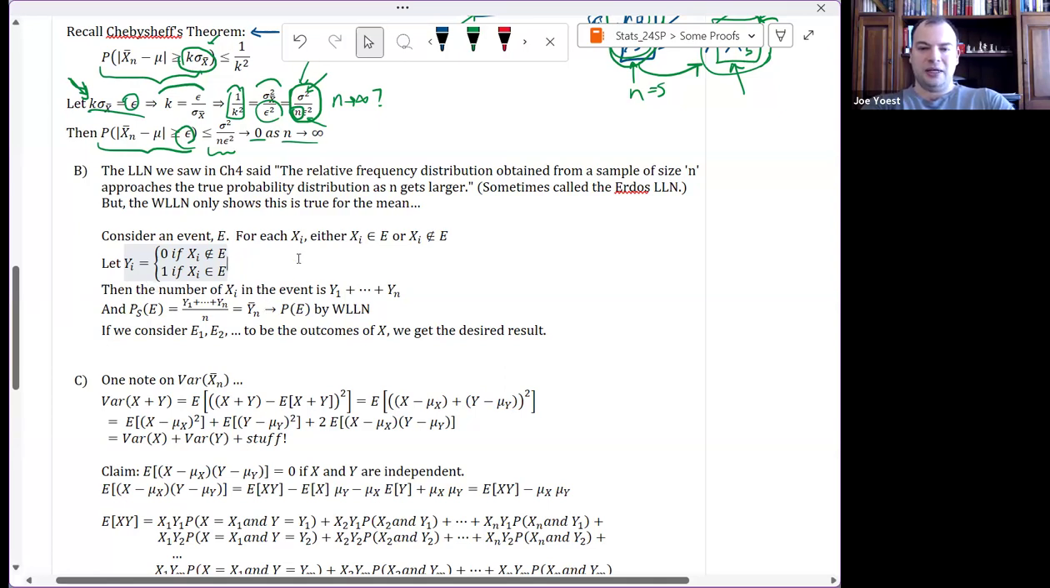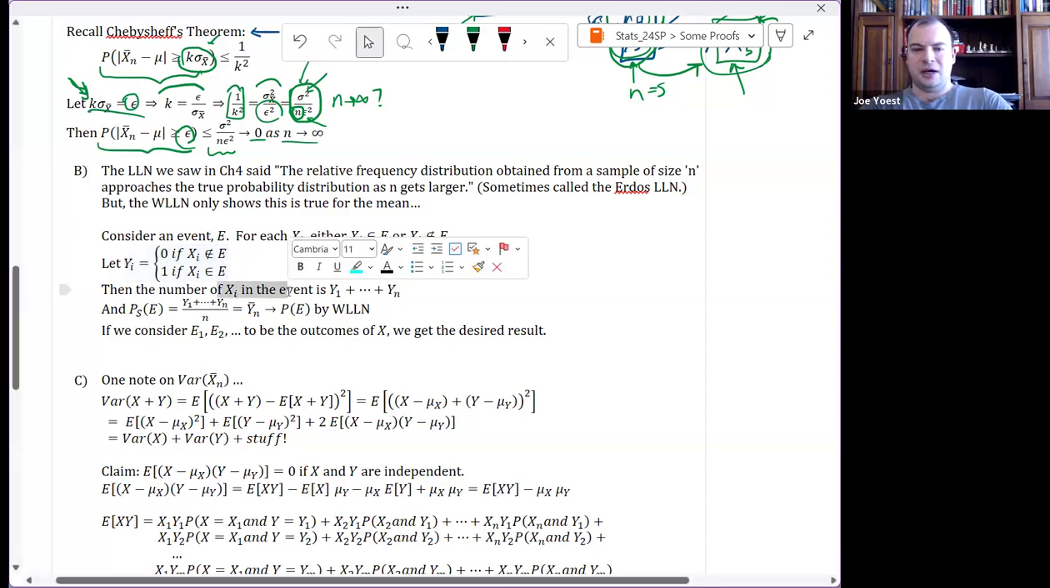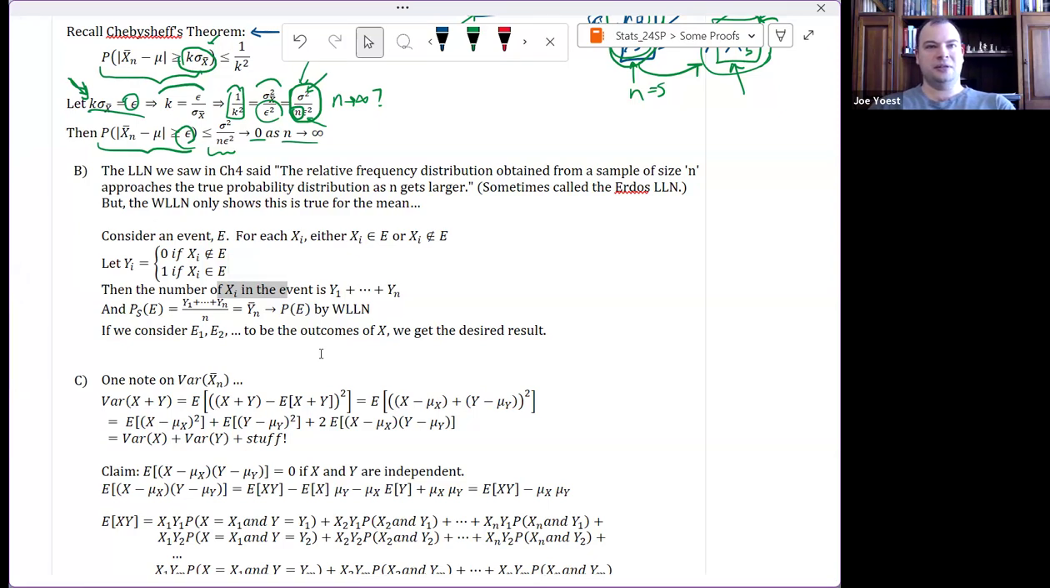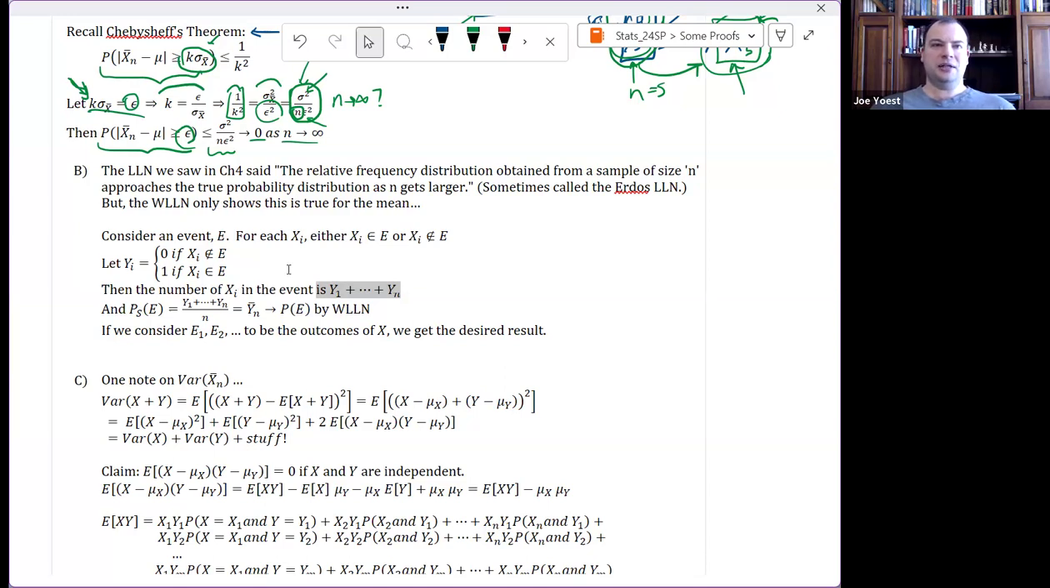Then I can ask how many. So I now have a data set of size n. I have a list of xi's, x1 through xn. I can ask how many xi's are in the event. How many of my data points satisfy the event that I'm interested in? How many fall into the bin that's represented by that event? Well, that's just the sum of the y's, right? Because each time I encounter an xi that is in the event, I encounter a 1 and I just add 1. And for all of the xi's that are not in the event, they're just 0. So I just add 0 to the tally.